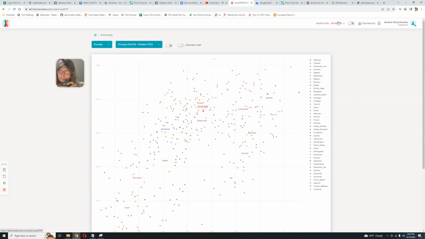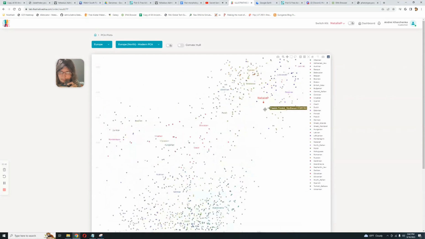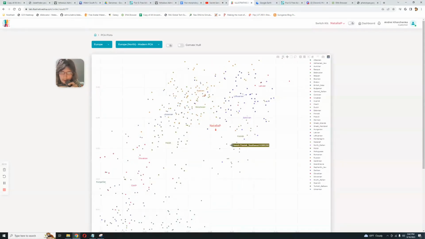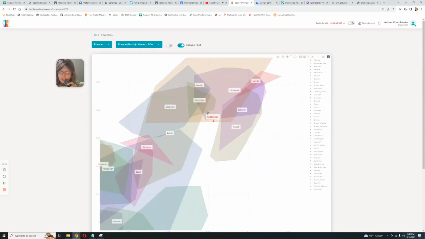Let's look at my mom. My mom is here. So my mom is actually closer to Finnish than to Russian. It looks like on this PCA plot she's closer to Finnish than to Russian. Let's switch to, there's a way you can switch to this, convex hull. Okay, so you can see what kind of clusters she falls into.